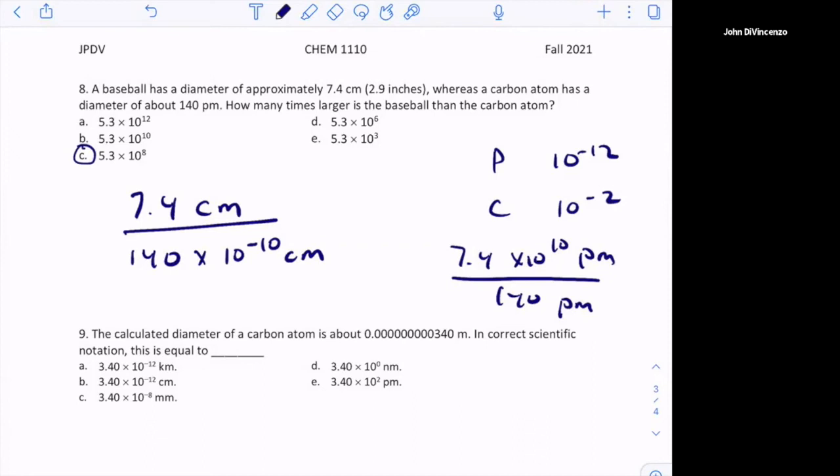Just keep in mind, this is 10 to the second right here, 1.4 times 10 to the second. So basically, you're dividing by 10 to the minus 8. So your answer should be 10 to the 8. Questions?